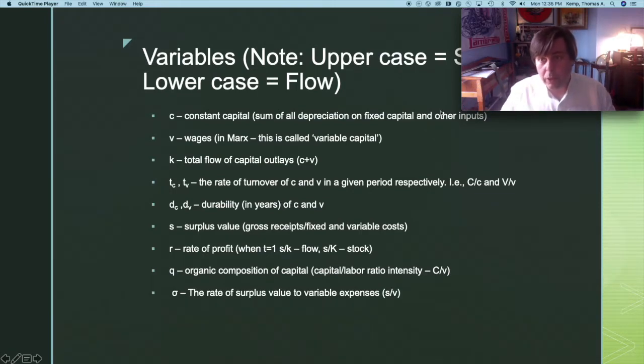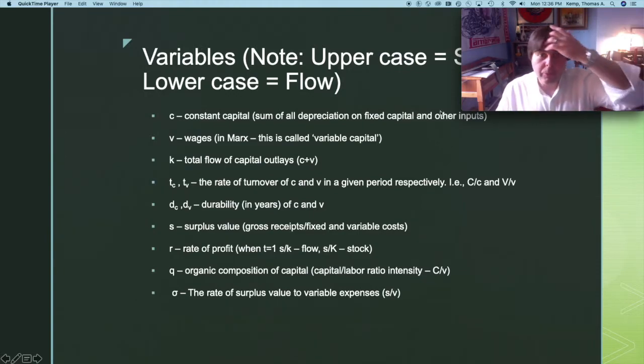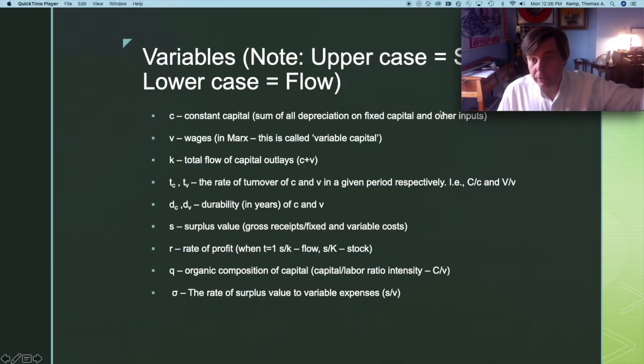So let's walk through these because there's quite a lot here, right? You're already seeing, oh my gosh, there's a lot more little details in Marx's model when compared to, say, Ricardo's. Okay. So lowercase c is constant capital. So what is this? This is the sum of payments, so it's a flow concept, right? The sum of payments, depreciation on fixed capital and other inputs.